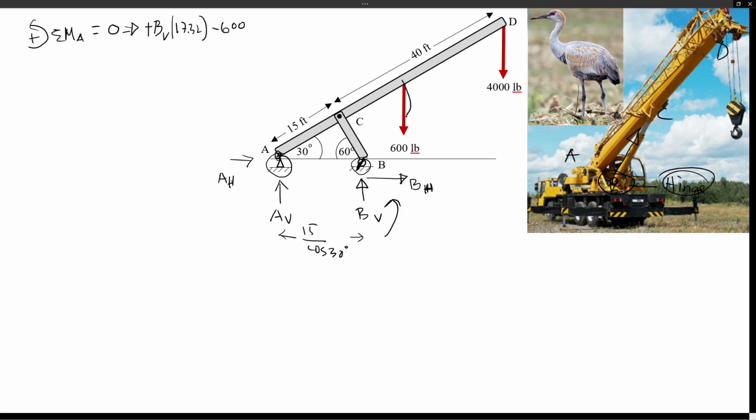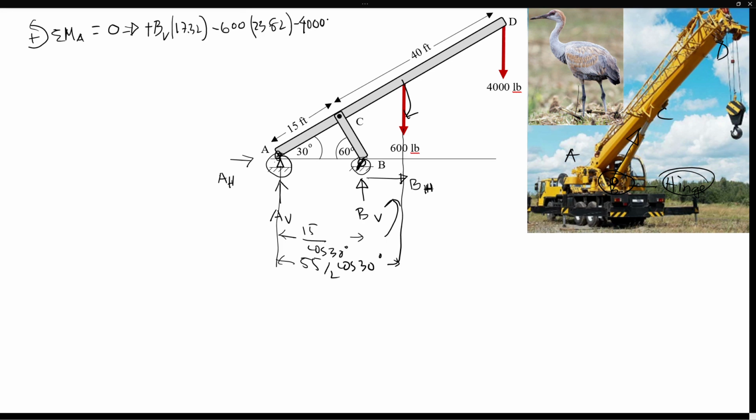It will try to push down. So with respect to A, that's going to be clockwise. The distance of that is actually half of the boom. This is the boom weight, so it's going to act in the middle of the boom, which is total 15 plus 40, 55 foot, divided by 2, and then the cosine of that will give you the line of action of that force. So it's going to be 55 divided by 2 cosine 30 degrees. So that's the distance of the 600 pounds, and the 4,000 will be double of that. So I found that is 23.82 foot minus 4,000.